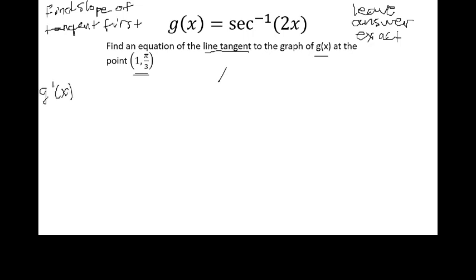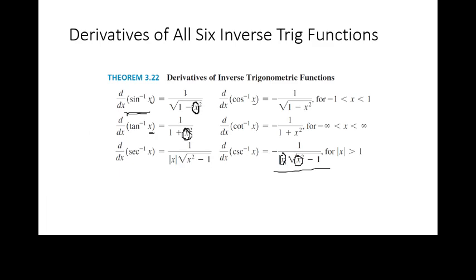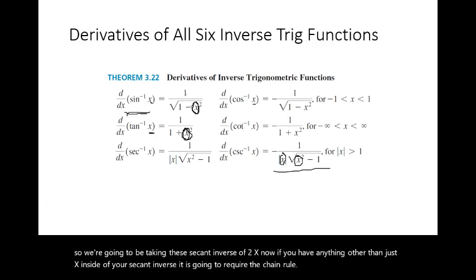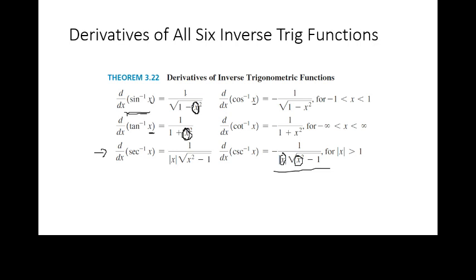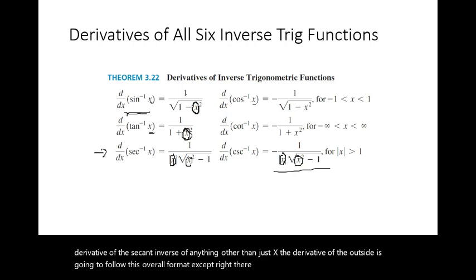So we're going to be taking the derivative of the secant inverse of 2x. Now, if you have anything other than just x inside of your secant inverse, it is going to require the chain rule. So this derivative rule right here is for the secant inverse of just x, and that's going to be 1 over the absolute value of x times the square root of x squared minus 1. Now, if you're taking the derivative of the secant inverse of anything other than just x, the derivative of the outside is going to follow this overall format, except for both of those x's, you're going to have the inside left alone.